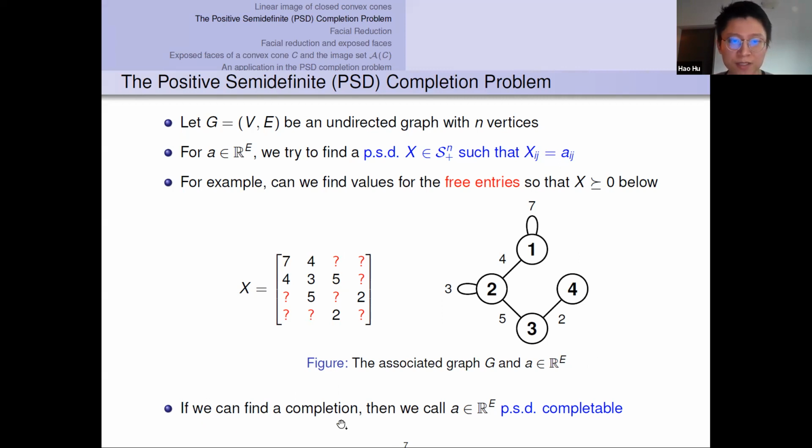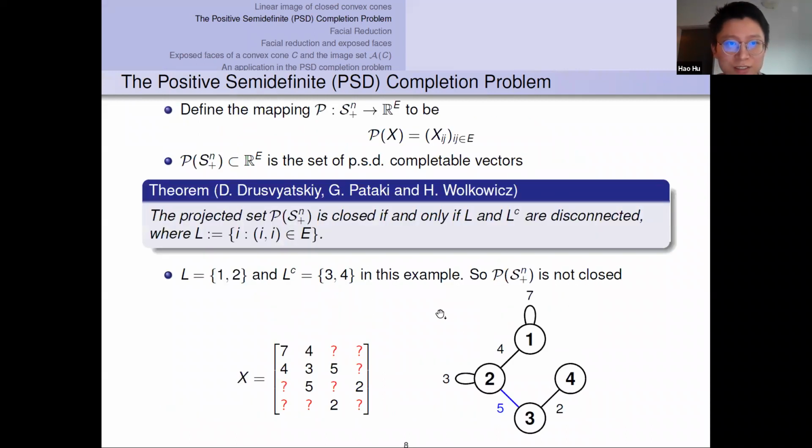And if we can find such a completion, then we call the vector A PSD completable. Now, how is this problem related to the linear image of a closed convex cone? Because the set of PSD completable vectors can be represented as follows.